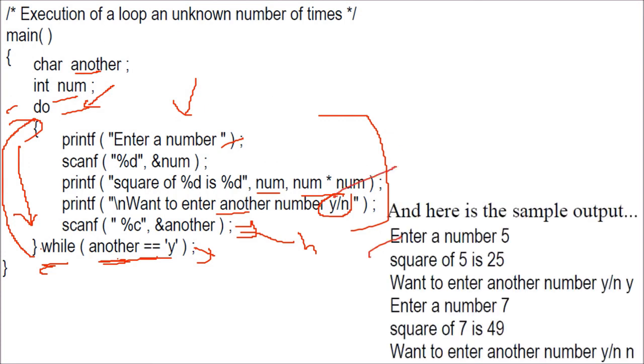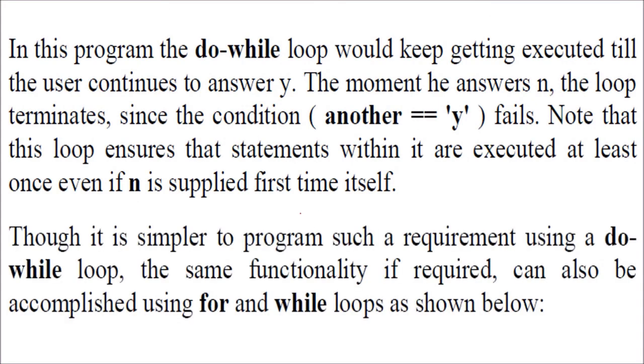See, he has entered a number, and we have shown the number and square. He says yes. Then you again go on till the time he says no. If he says no, we come out. So this is do while, and we will talk about do while in great depth.